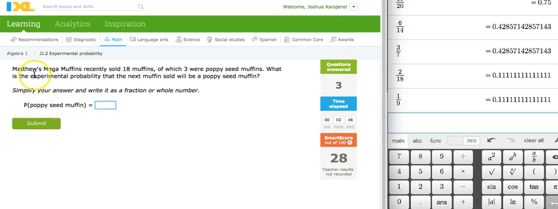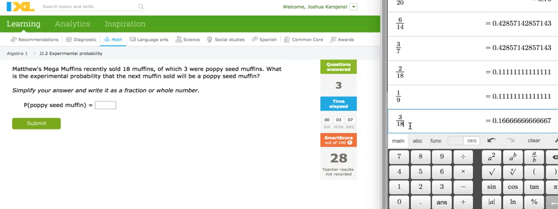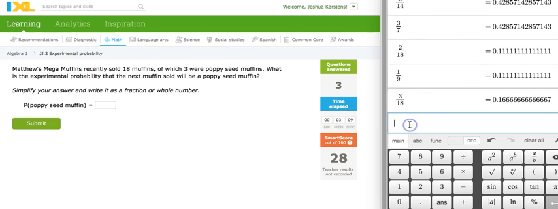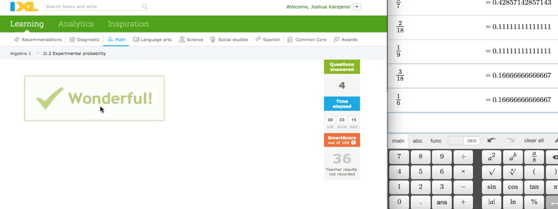Okay? Quality control. Matthew's Mega Muffins recently sold 18 muffins, of which 3 were poppy seed muffins. What is the experimental probability that the next muffin sold will be a poppy seed muffin? 3 out of 18. I think that's 1 out of 6. Let's see here. Yeah, I got my trusty scientific calculator booted up to help me with my reducing fractions. 1 out of 6.